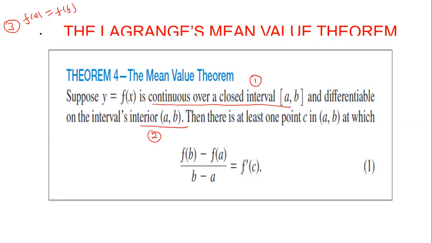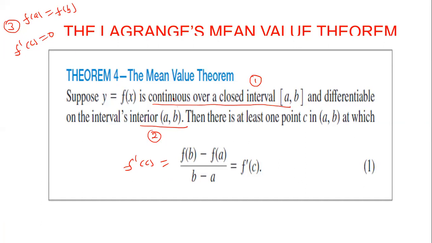There is no third condition in the Lagrange's mean value theorem. Then there exists at least one point c in the open interval (a, b) at which f'(c) equals (f(b) minus f(a)) divided by (b minus a). But in the Rolle's theorem, there exists a point c belonging to the open interval (a, b) such that f'(c) equals 0. This is the Rolle's theorem.